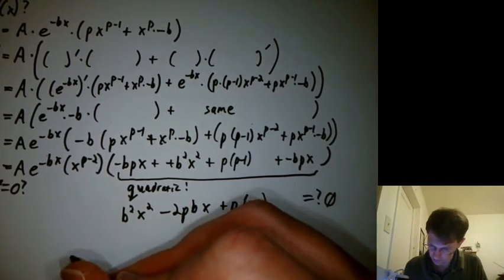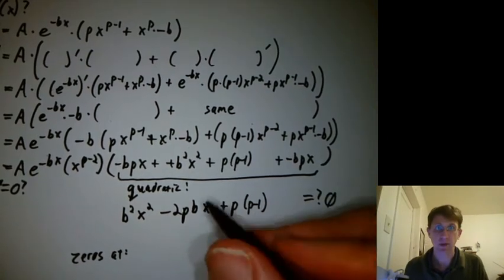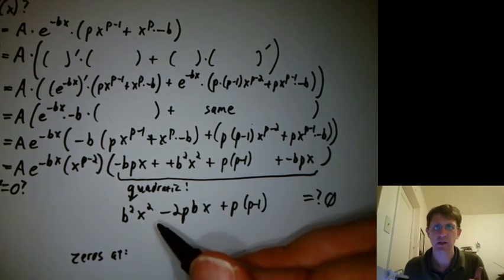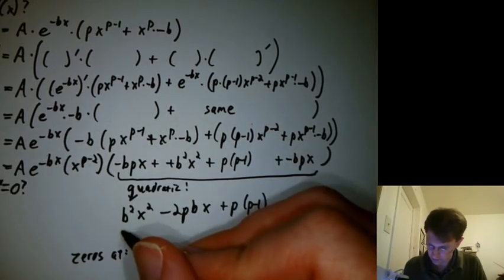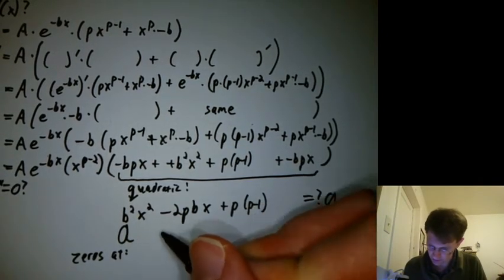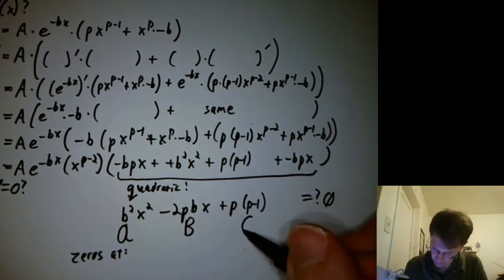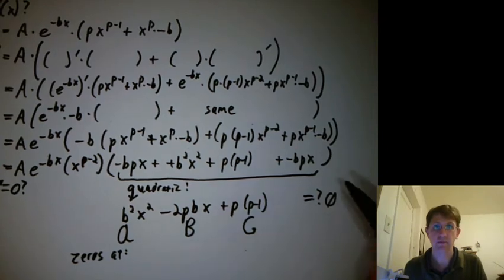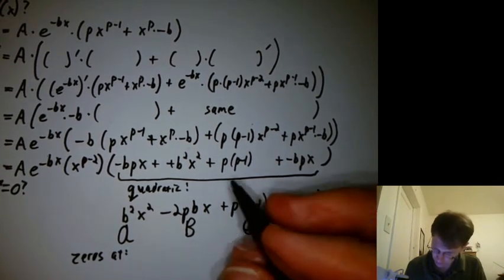So zeros are at, we've already got a b in this formula, so I don't want to call it a, b, and c. And we already have an a. We could use a big old cursive a, a big old cursive b, and a big old cursive c. That's not a very good c, is it? We'll call that a c.